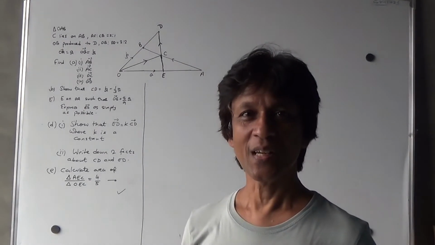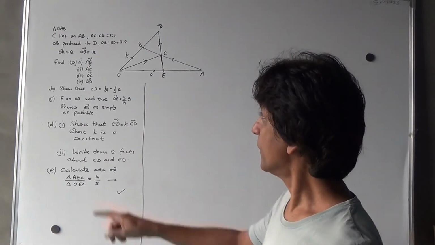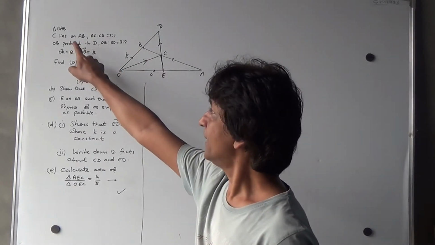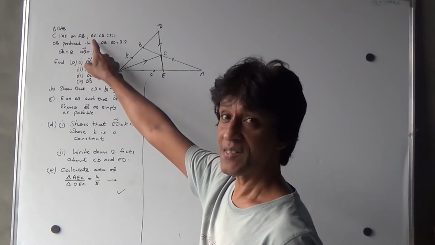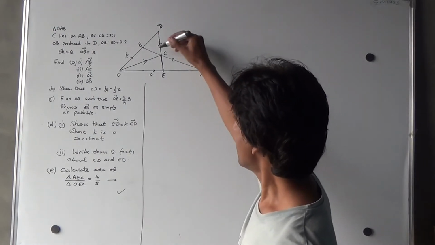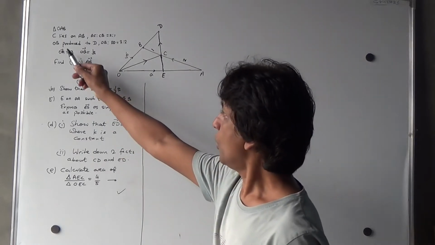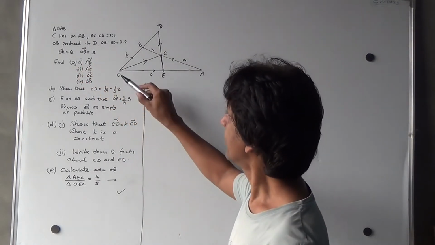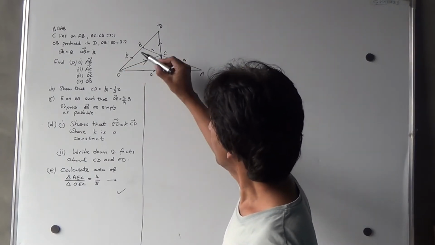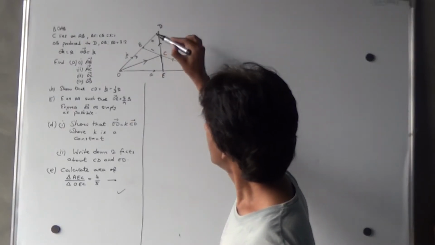Hi, our question today is based on vectors. In this question, we have a triangle OAB. The point C lies on AB, where AC to CB is 2:1. And OB is produced to D, where OB to BD is 3:2. So we have OB as 3 and BD as 2.